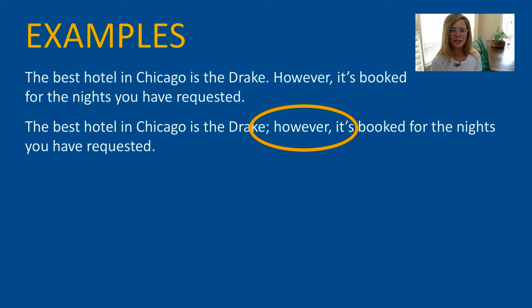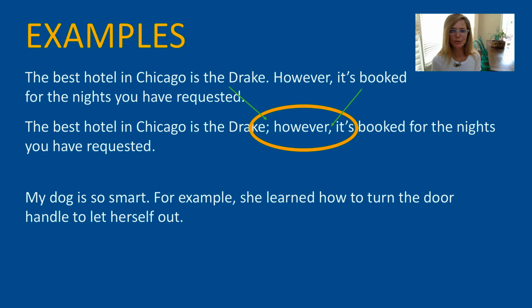Right there you can see the best hotel in Chicago is the Drake, semicolon, which is before the transition word however, and then we still keep that comma after our transition word. So you can see we have a semicolon instead of a period, and we still keep that comma after the transition word. So now we have a very long sentence with a transition word and a semicolon before that transition word. Let's take a look at another example.